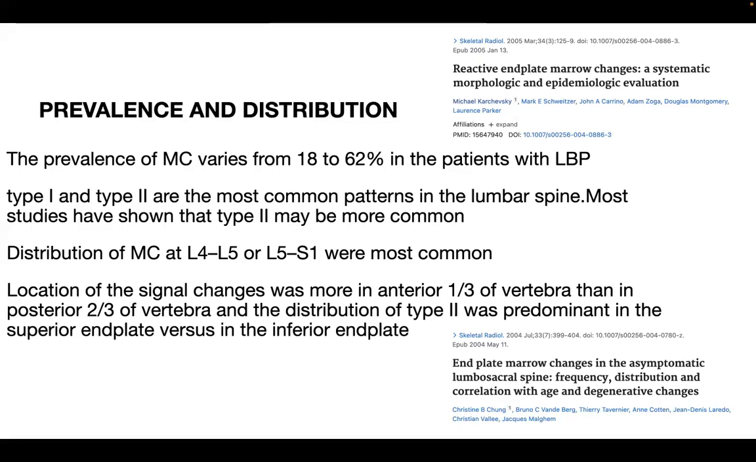Even the location of signal changes was more in the anterior one-third of the vertebra than in the posterior two-thirds of the vertebra. And the distribution of type 2 was predominant in the superior end plate versus the inferior end plate.